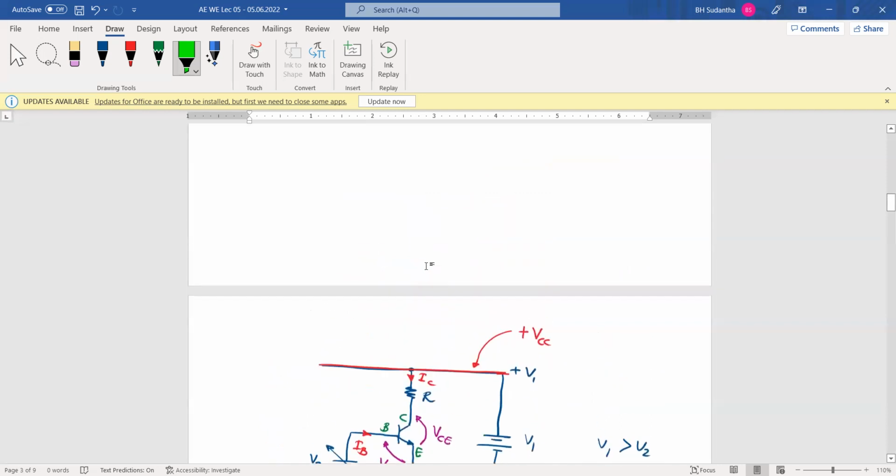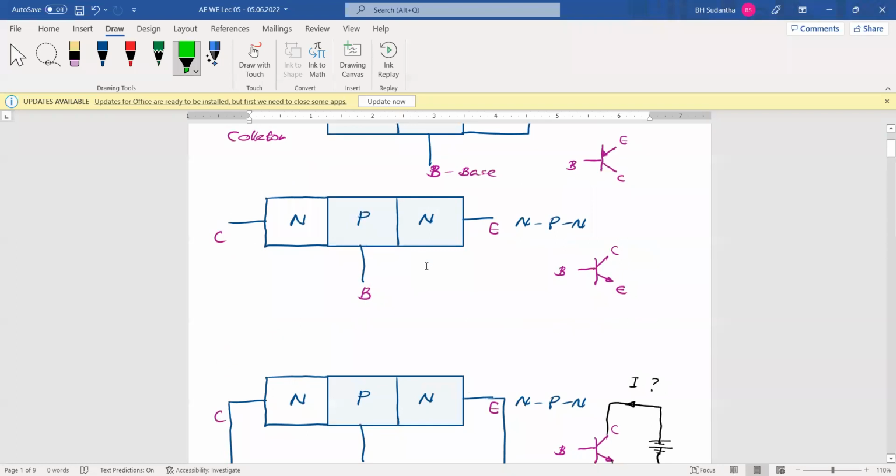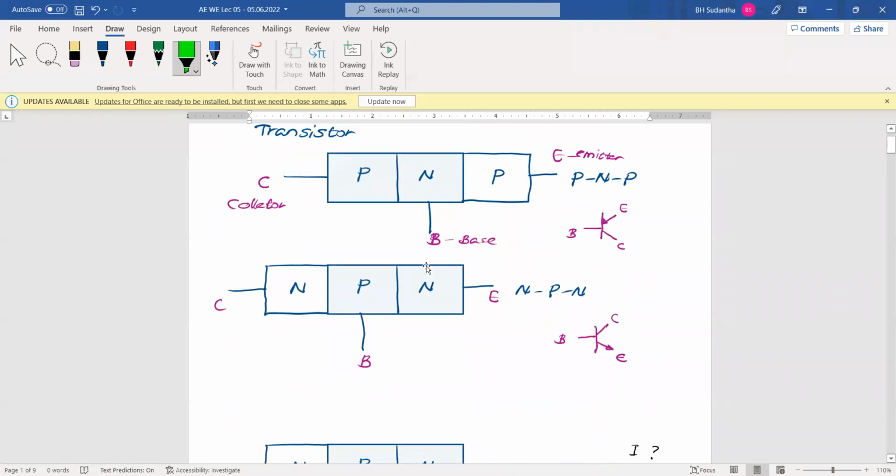In the PNP transistor, you can see here, current is coming inside the transistor. This is current flow coming in and going out. In this direction, from collector to emitter, and from emitter to collector.